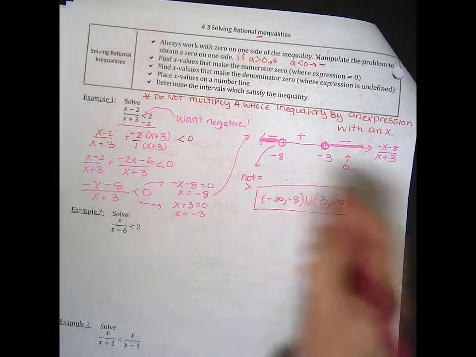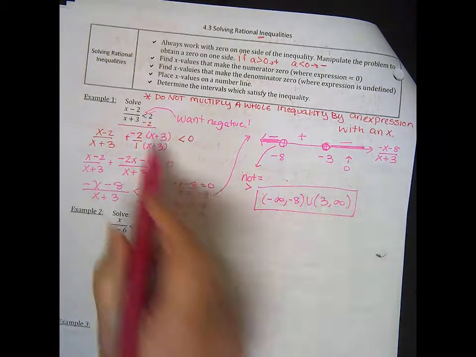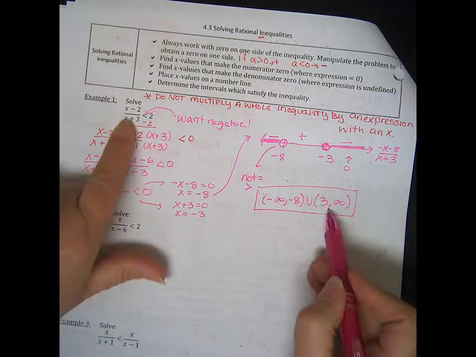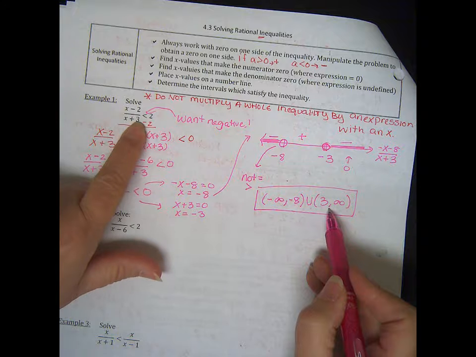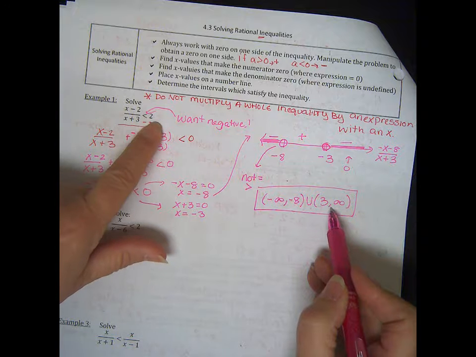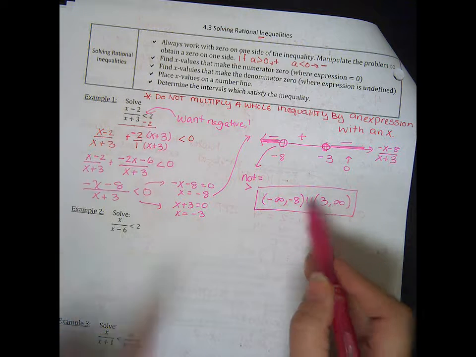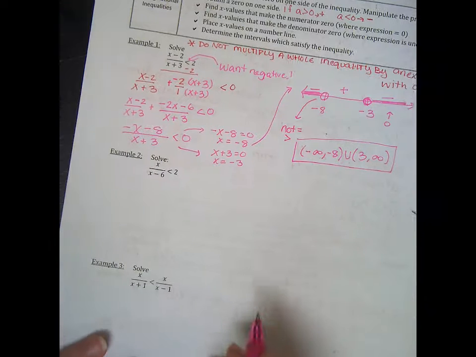Yay! Remember, you can always plug in numbers. I could plug in like 10 and see that 10 would give me 8 over 13, which is less than 2, so that does make sense. I could plug in a couple points in each interval and make sure I'm right.